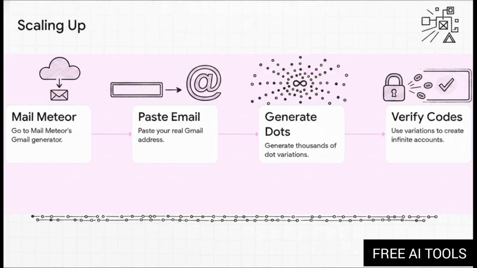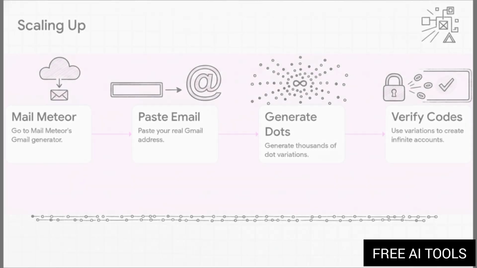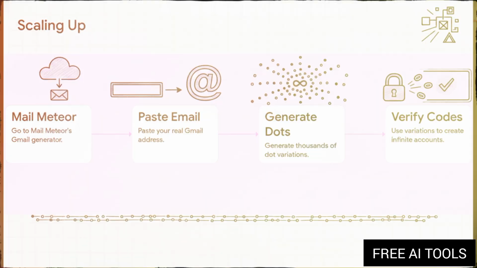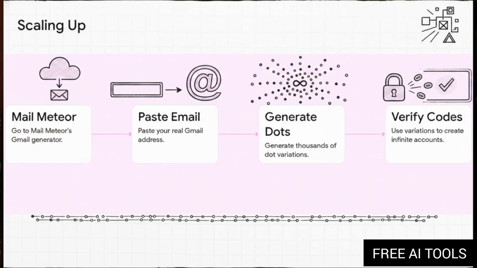Now to scale this up so you aren't just sitting there manually trying to guess dot placements all day, we can automate it. Step 1, head over to a free tool called MailMeteor's Gmail Generator. Step 2, just paste your actual Gmail address right into their search bar. The tool will then instantly generate hundreds or even thousands of mathematically possible dot variations for your specific email. Then you just copy one of those variations, paste it into Byte Plus, and verify the code that gets sent straight to your main inbox. The second those tokens run out, you just grab the next variation on the list and repeat the whole shebang.